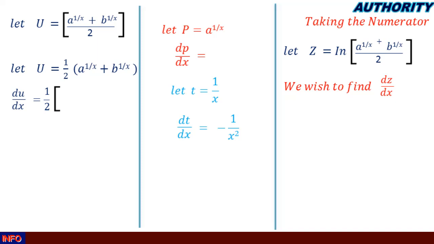Okay. Now let's go back to p. In this place we say p is equal to a raised to the power of t. We differentiate p with respect to t. When we do so, we are going to have dp/dt equal to a^t ln a.